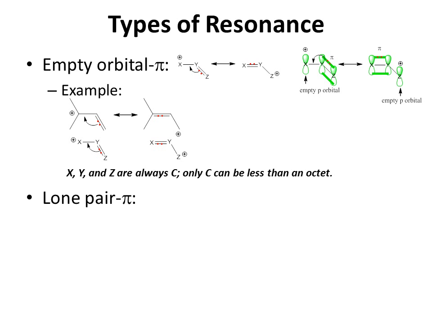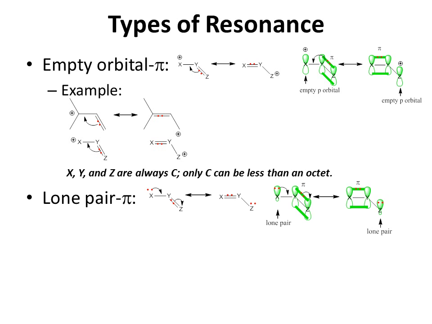Now lone pair pi involves having a lone pair on atom X adjacent to a pi bond between Y and Z. Now we're not pulling the electrons toward X, we're pushing the electrons so that the lone pair on X pushes electrons from the pi bond onto Z. So X is donating its electrons between X and Y, forming a pi bond that knocks those electrons that were pi bond between Y and Z out onto Z.